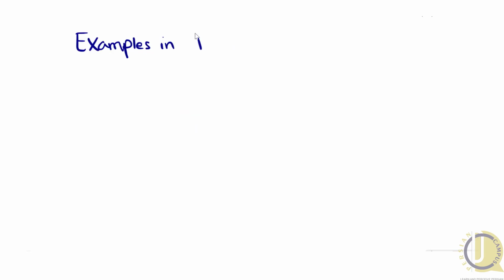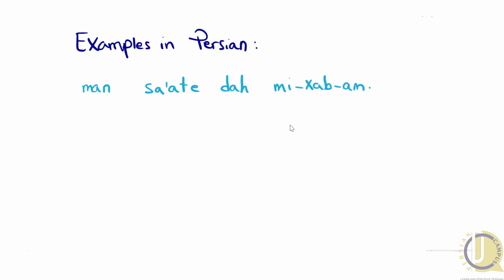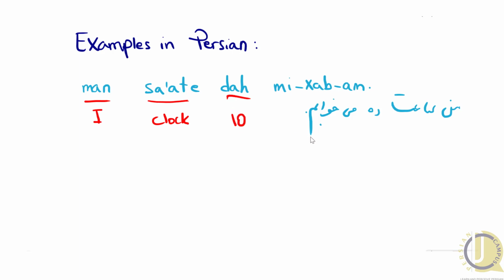Let's see some examples in Persian. من ساعت 10 میخوابم. من is I. ساعت is clock or watch. 10 is 10. میخوابم is the verb where its stem is خواب, means sleep in present tense. That means I sleep at 10.